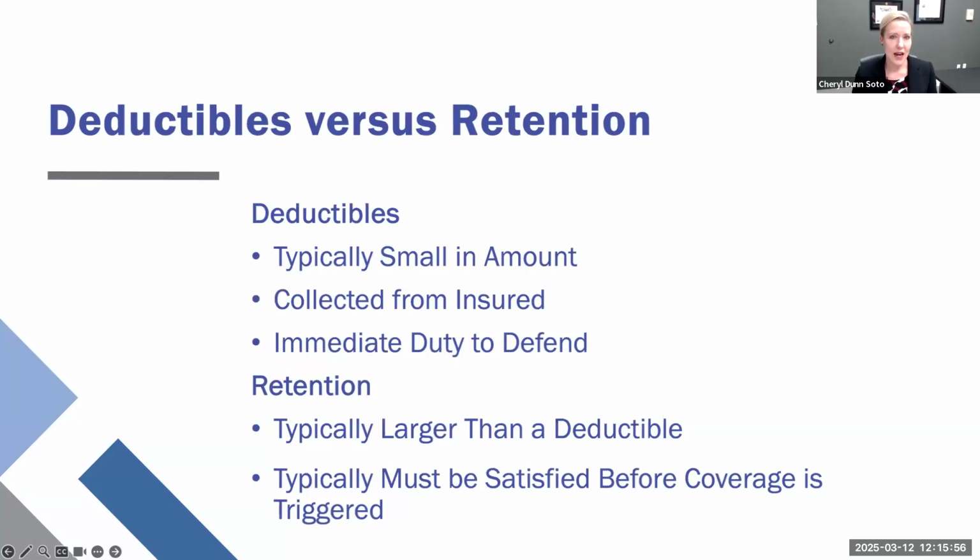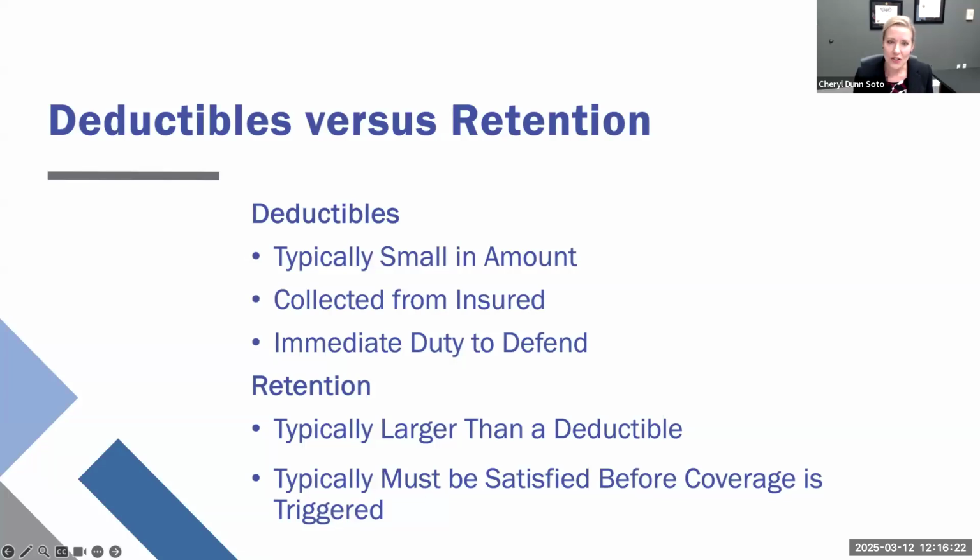Finally, you need to understand the concepts of deductibles versus retentions. Deductibles, you typically find them with occurrence policies such as a commercial general liability policy. They're typically small, $1,000. They're collected from the insured, oftentimes at the end of the case when there's a settlement or judgment. And they don't affect the duty to defend. So there's going to be an immediate duty to defend.